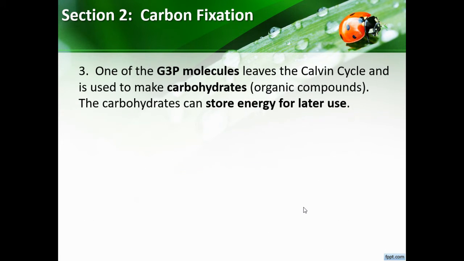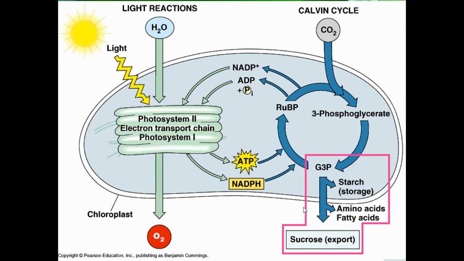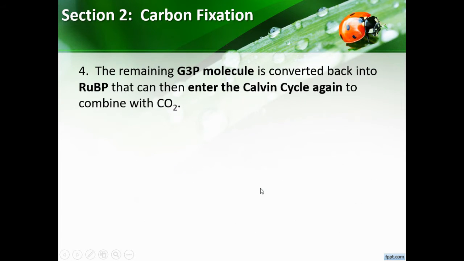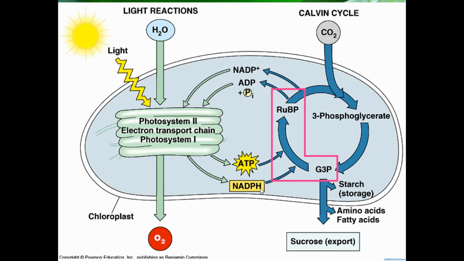One of the G3P molecules is going to leave the Calvin cycle, and it's used to make carbohydrates, and these carbohydrates can store energy for later use. So here we have the Calvin cycle over here. It's just occurring in that jelly-like fluid that is inside of the chloroplast. The remaining G3P molecules are converted back into RuBP, and that can enter the Calvin cycle again to combine with carbon dioxide. So that is this section that's highlighted in pink over here.